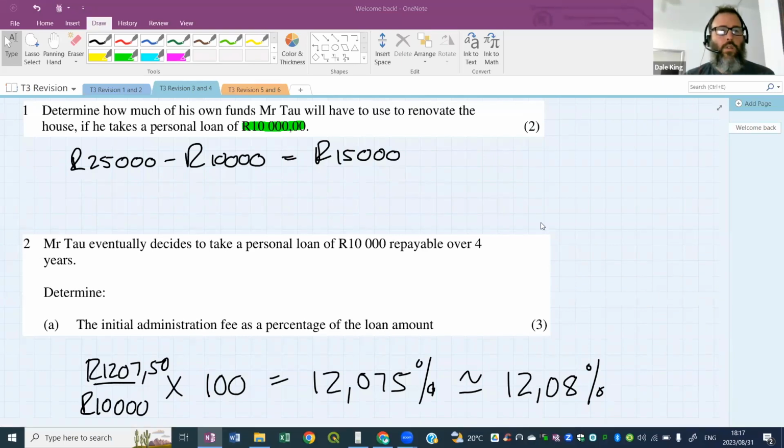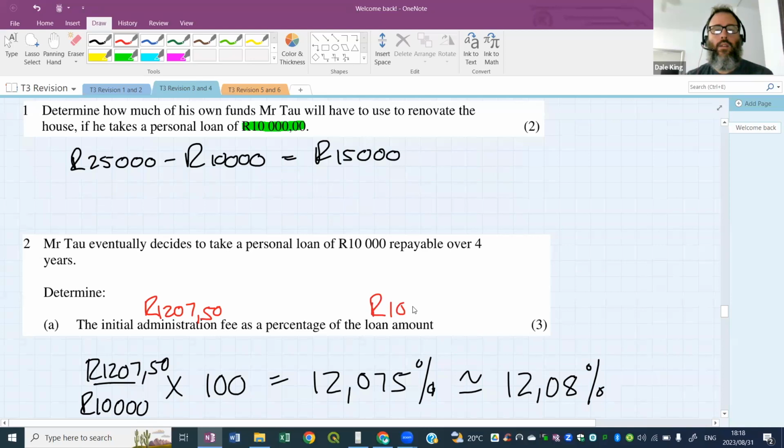Okay, Refila. So the question said, determine the initial admin fee, which was, I'll write it here, 1207.50 as a percentage of the loan amount. All right, the loan amount is 10,000. So what is the admin fee as a percentage of the loan amount? So we're going to put the admin fee over the loan amount and times it by 100 to get a percentage.